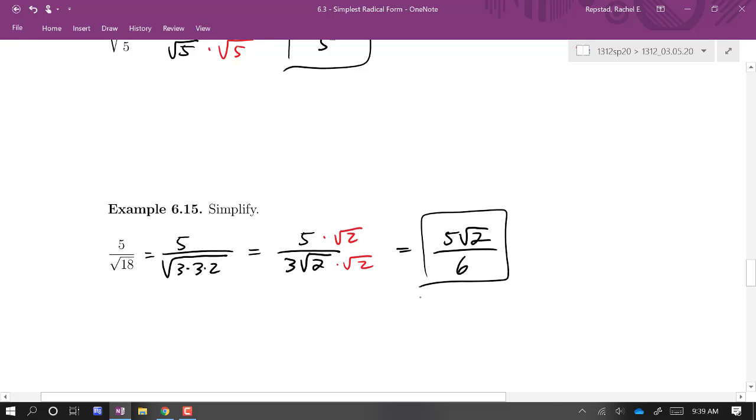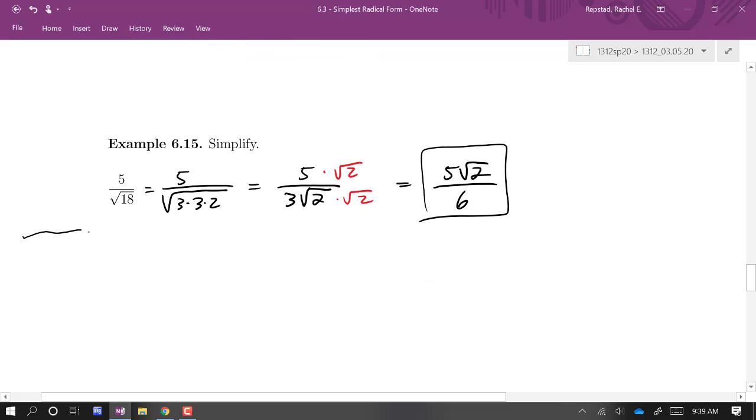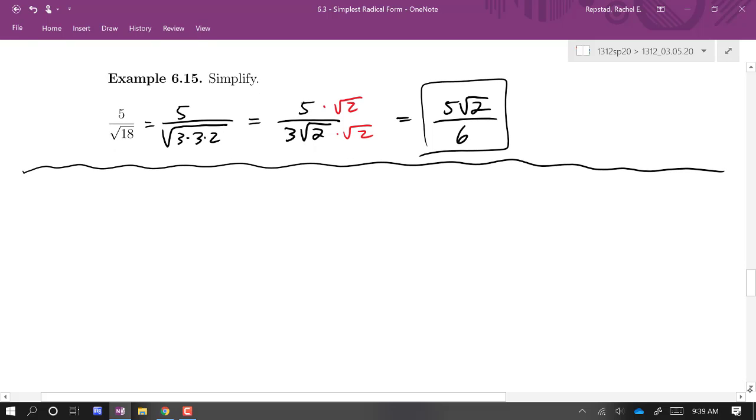Now, we want to rationalize the denominator even if I have, say, a cube root or a fourth root. So I'm going to do an extra example here at no extra charge. This one's on the house. Let's say I've got 1 over the cube root of 9.